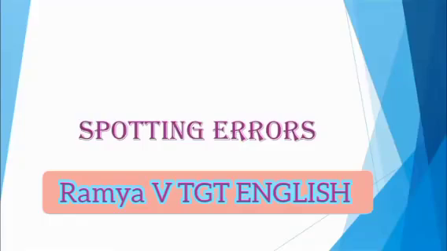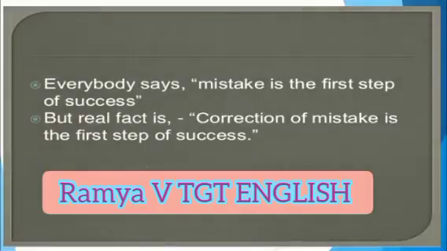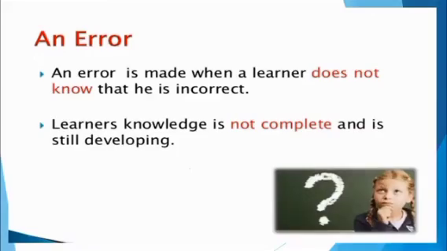We are going to see spotting errors. Everybody says mistake is the first step of success, right? But the real fact is correction of mistake is the first step of success. An error is made when a learner does not know that he is incorrect, which means an error is made when a learner does not know that he is wrong. Learner's knowledge is not complete and is still developing.